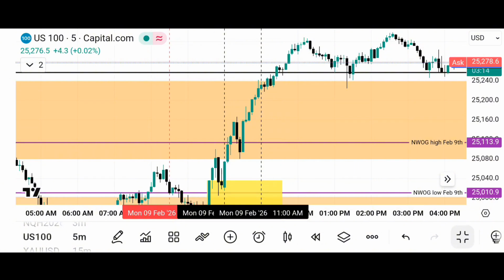So once you start taking note of the macros in the silver bullet time window, okay, price movement starts making more sense. I promise you.